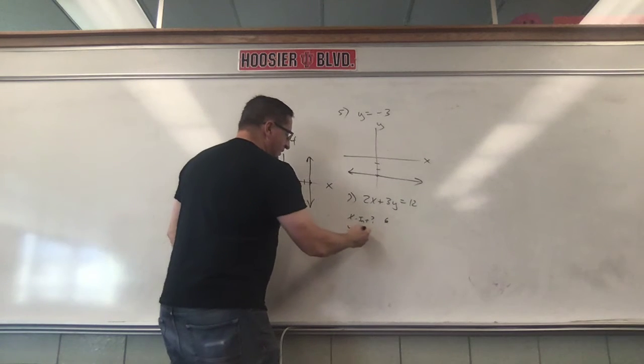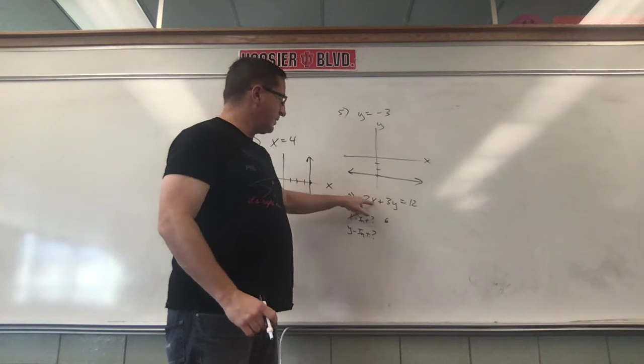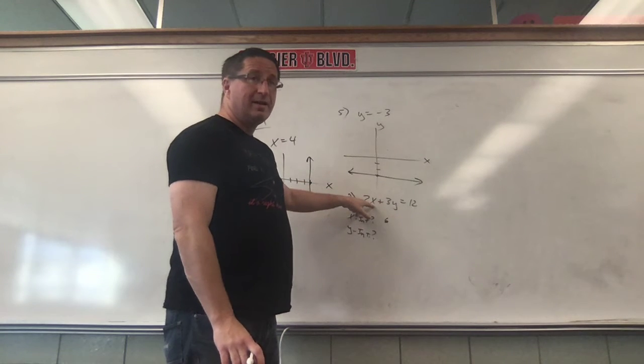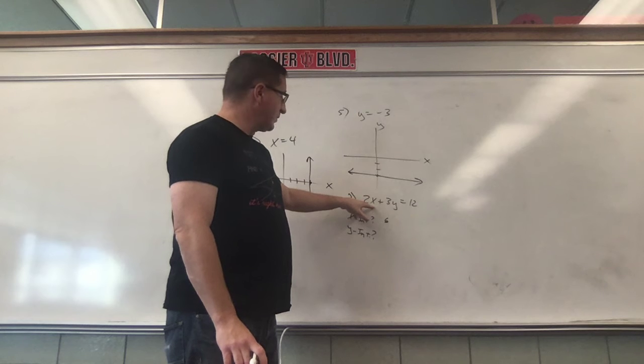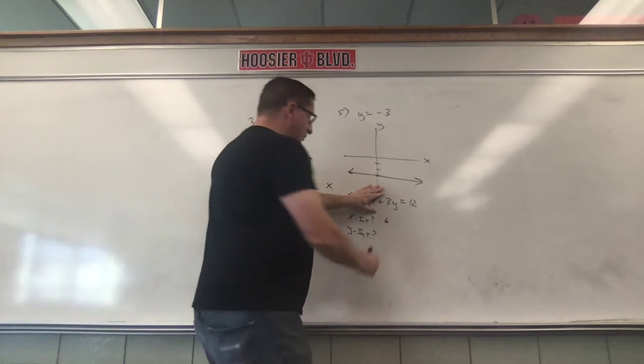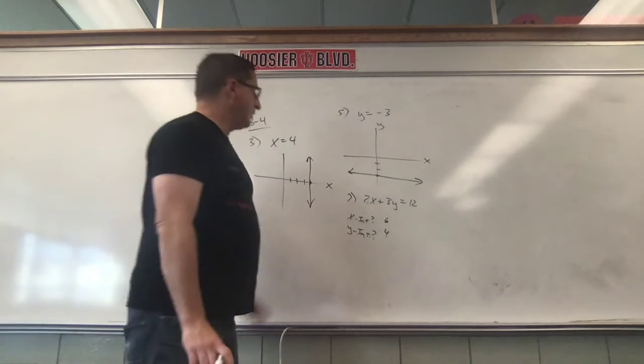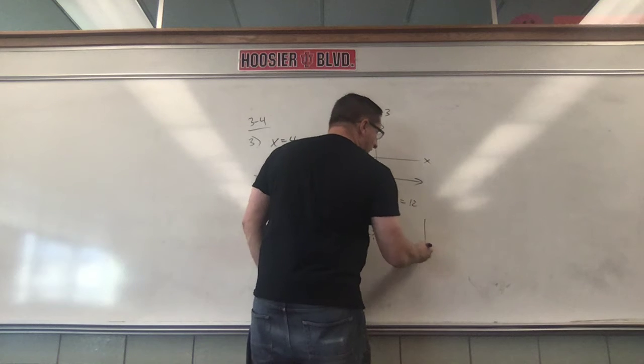So, to find the x-intercept, you plug in 0 for y. To find the y-intercept, you plug in 0 for x. And again, if you plug in 0 here, 2 times 0, 0 goes away. So 3 times y is 12. 3 times what is 12? 4. That's it.